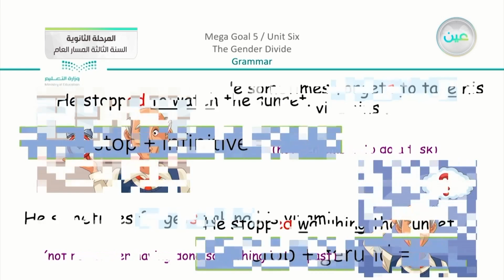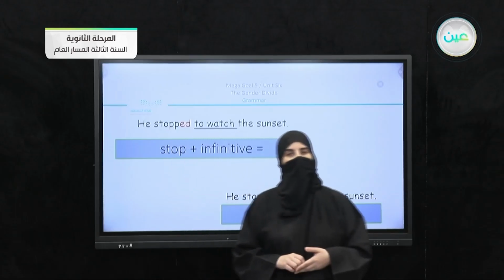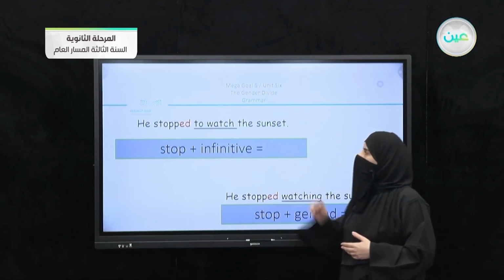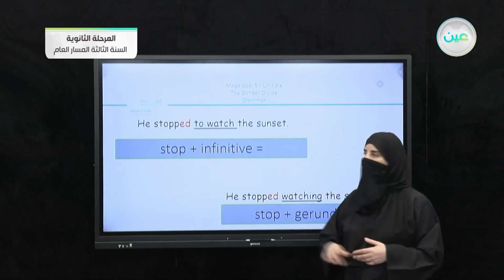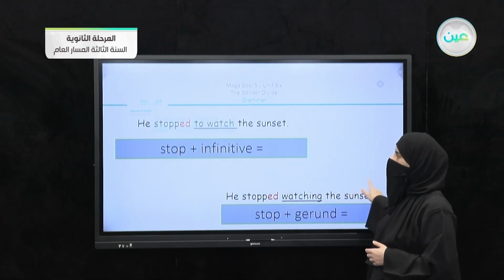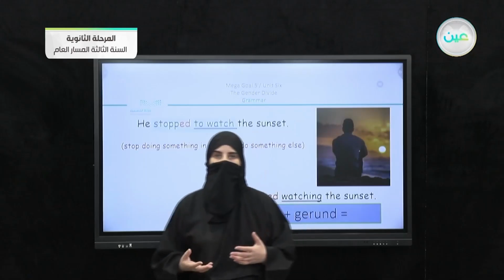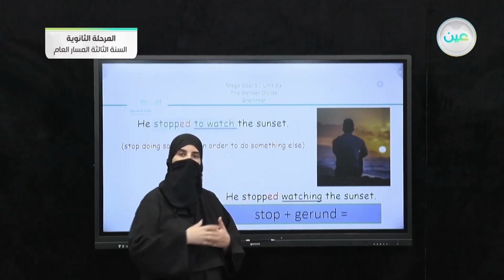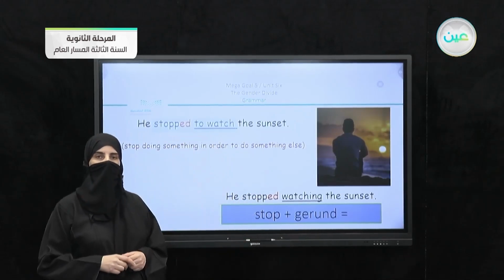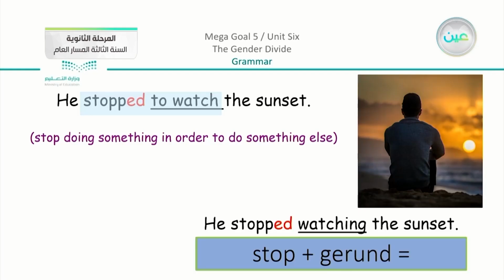Moving on to the third verb that we have, the verb stop. Now we'll stop with the infinitive. We have here an example: He stopped to watch the sunset. You can see that this time we use the past. Which means that we have here this young man stop doing something in order to do something else. So let's just say that he was just walking and then he stopped walking or going his way to just watch the sunset.